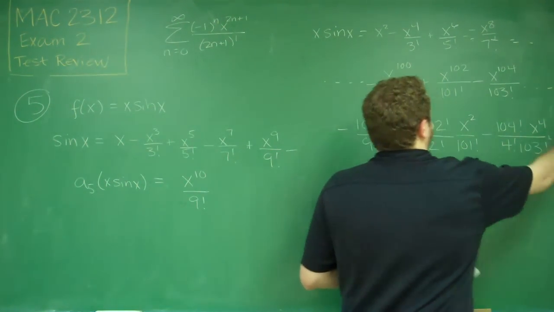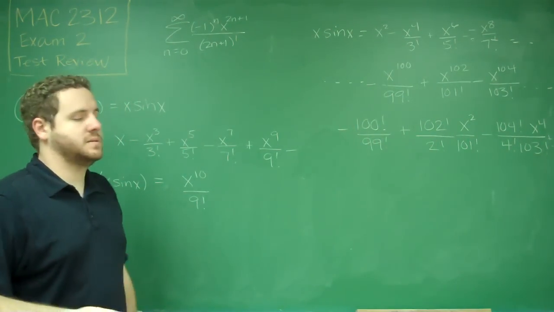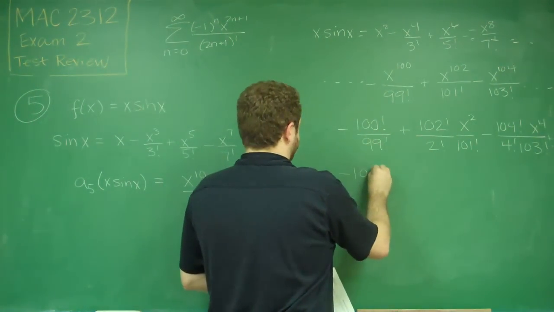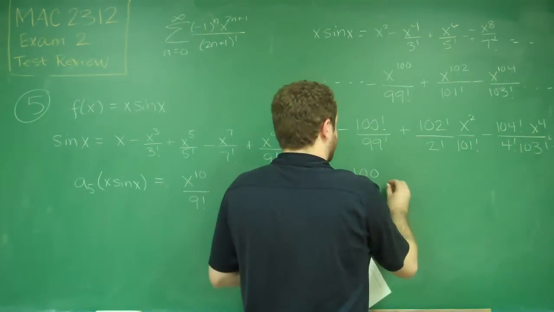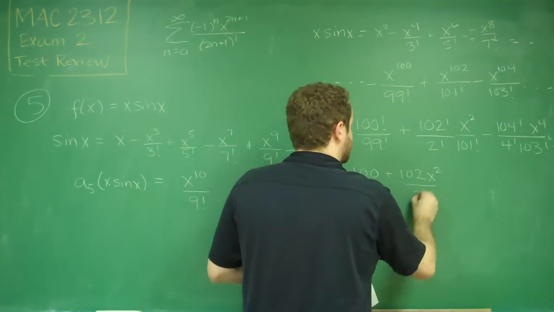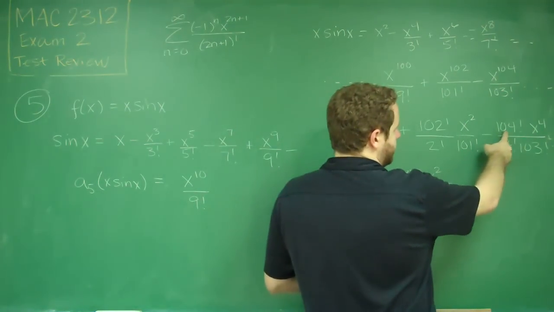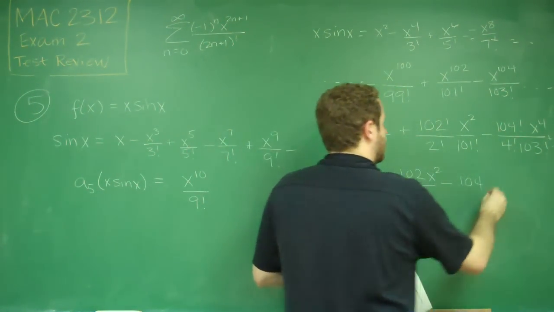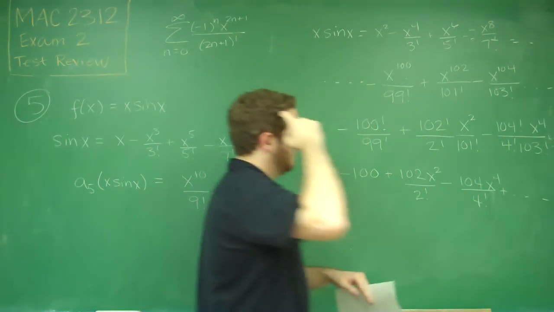And of course, more terms than that. So let's think about what cancels out, because a lot of this stuff cancels out. 100 factorial over 99 factorial is 100. 102 factorial over 101 factorial is 102. Still have the x squared, still have the 2 factorial. 104 factorial over 103 factorial is just 104. Still have the x to the 4th. Still have the 4 factorial.